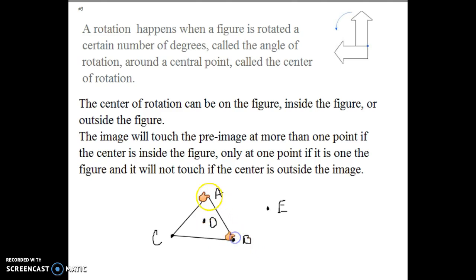If I'm going to turn it about a point on the figure, let's say I pick point B, and I'm going to rotate this around point B, then I'm not going to touch the pre-image except in this point right here. Now, if I rotate it about this point, let's say that this is my center, and I'm going to pick this up and rotate it around that center, I'm not going to touch my pre-image figure at all, right? So that's what 3 is talking about.